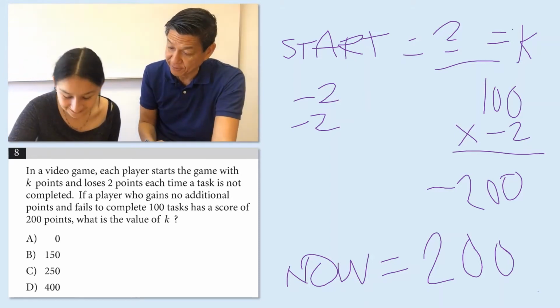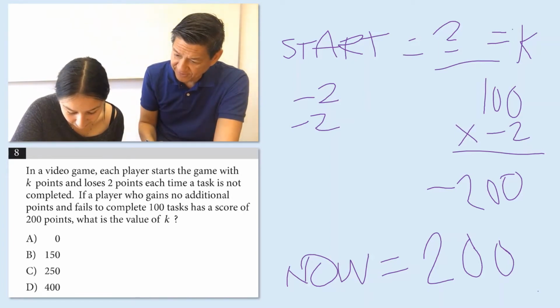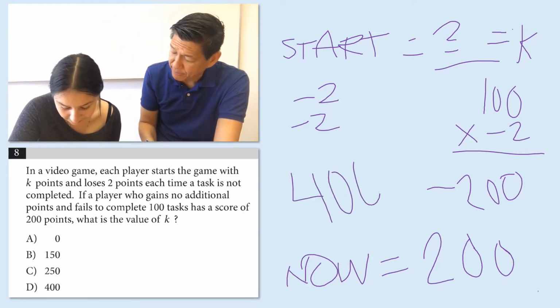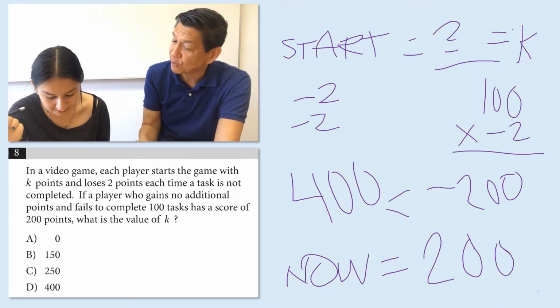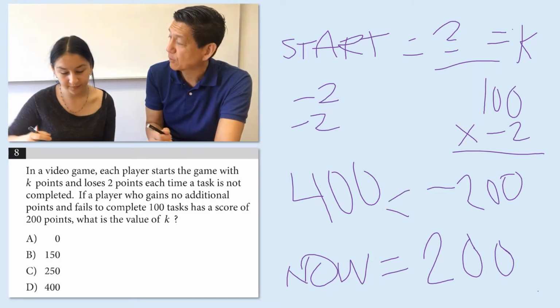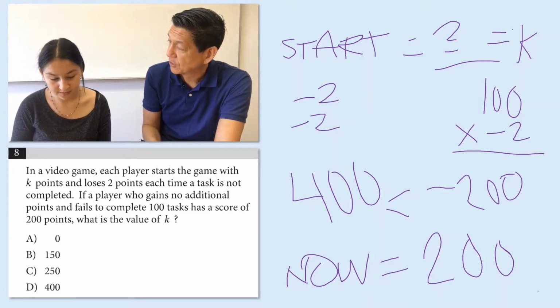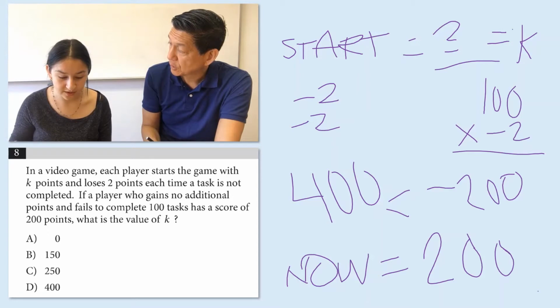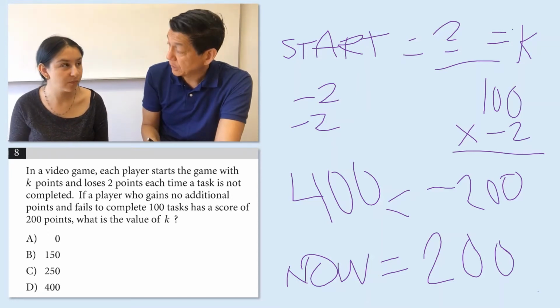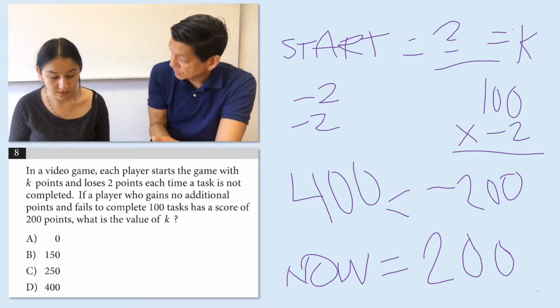Why don't you write that down? 400. Does that make sense? So it equals that, right? Yeah. Can you explain in your own words why the player started with 400? Because he lost 200, so he has a final score of 200. Yeah. So 400 minus 200 gives us the 200.